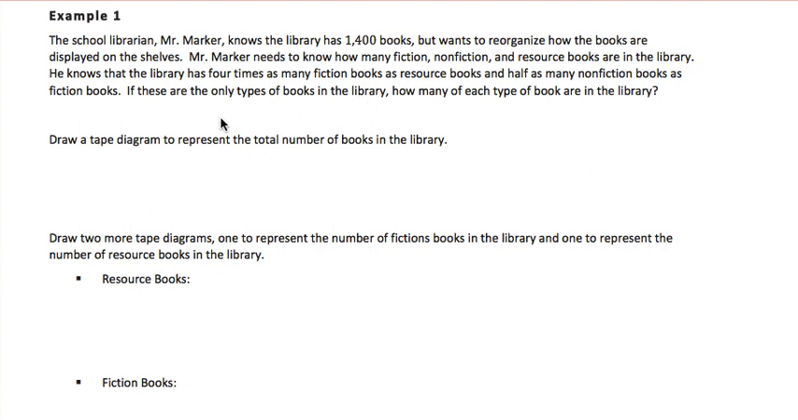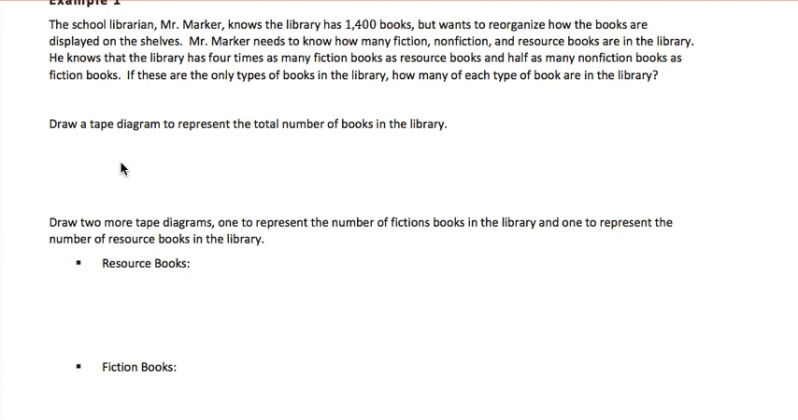If these are the only types of books in the library, how many of each type of book are in the library? So we're going to need to draw a tape diagram to represent the total number of books in the library, and then 2 more tape diagrams, one to represent the number of fiction and one to represent the number of resource books in the library.